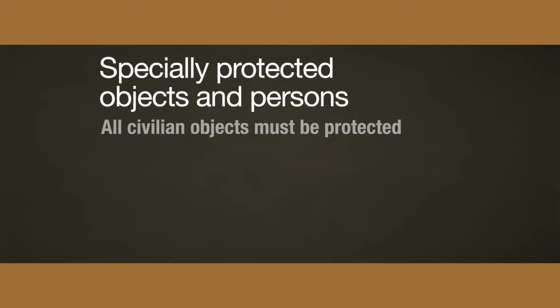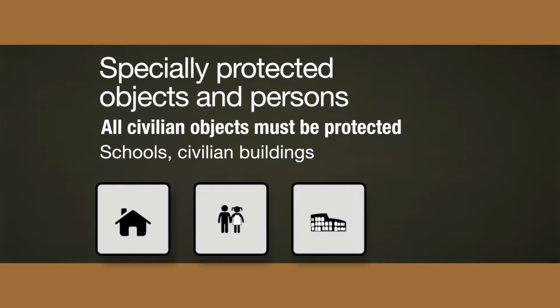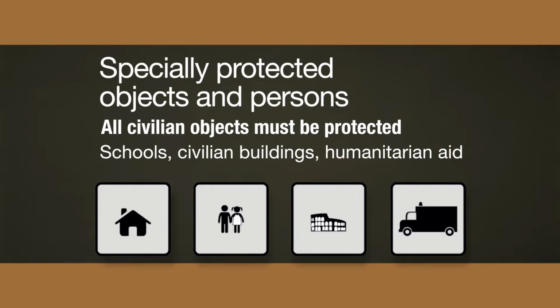Under the law of armed conflict, all objects, except for military objectives, are civilian, and are therefore protected. Civilian objects include houses, schools, civilian public buildings, and objects used for humanitarian aid.